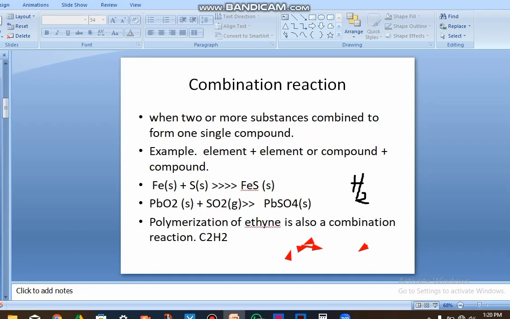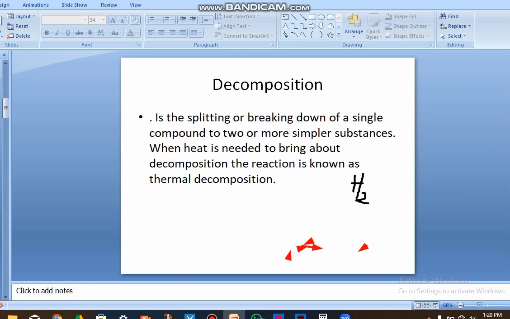So the second one is the decomposition reaction. Let's look at the meaning. Decomposition reaction is a splitting or breaking down of a single compound to 2 or more simpler substances. Okay, decomposition is just when a single compound divides itself, splits itself to form smaller compounds or smaller elements.